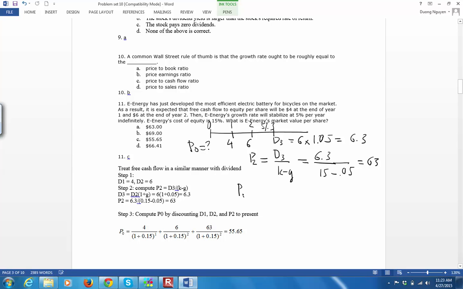Alright, so the stock price today, how much is the stock price today? The stock price today is the present value of D1, which is 4 over 1.15, plus the present value of D2, which is 6 over 1.15 squared, plus the value of stock at the end of year 2, which is 63 over 1.15 to the power 2, and this is equal to 55.65. Okay, so the stock price is 55.65.